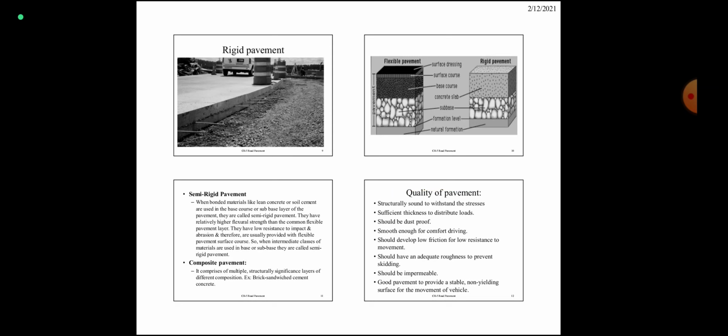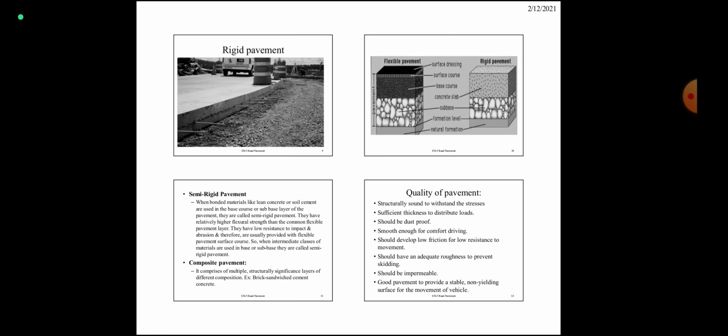Semi-rigid pavement: when bonded materials like lean concrete or soil cement are used in the base course or sub-base layer of the pavement, they are called semi-rigid pavement.